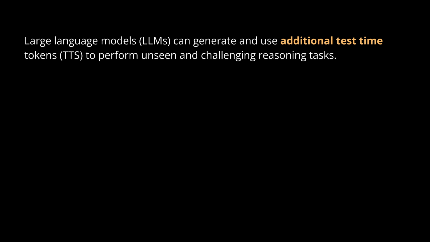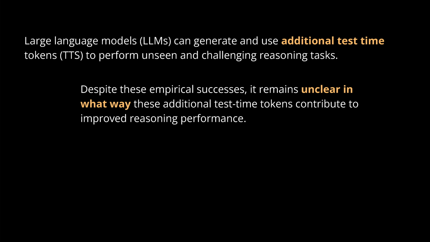Now it is rather easy and we have a beautiful new study. In general, we can say our LLMs can generate and use additional test time compute tokens to perform unseen and challenging reasoning tasks. And you know this: o1 or o3 from OpenAI or from DeepSeek, R1, those are our reasoning models. But despite their empirical success, they really work. For us in research, it remains unclear in what way these additional test time reasoning tokens contribute to the improved reasoning performance. We have no idea how it works.